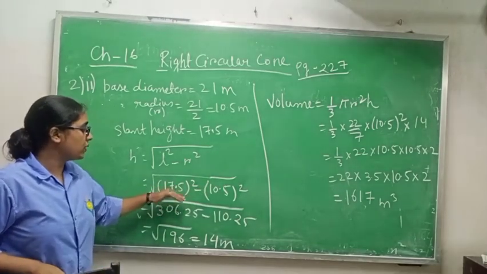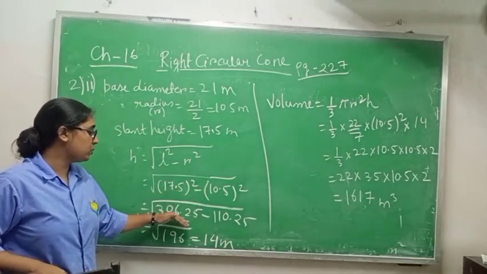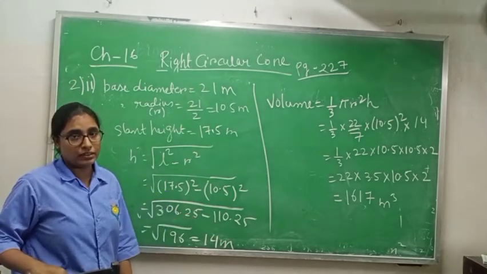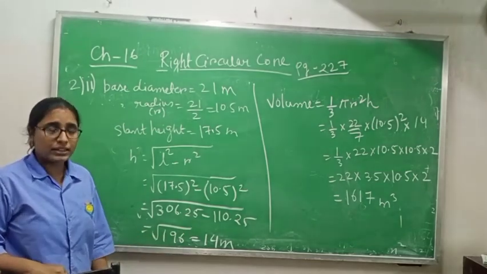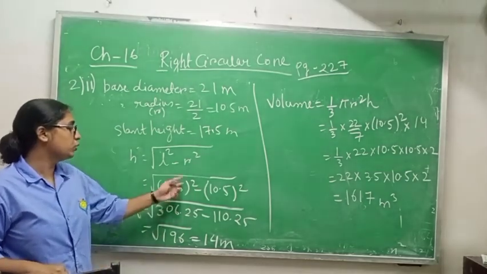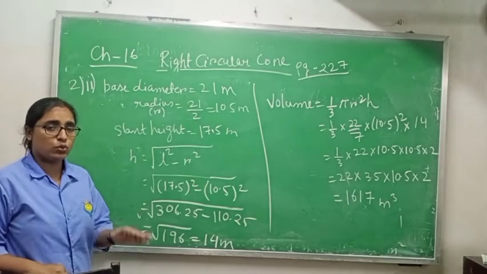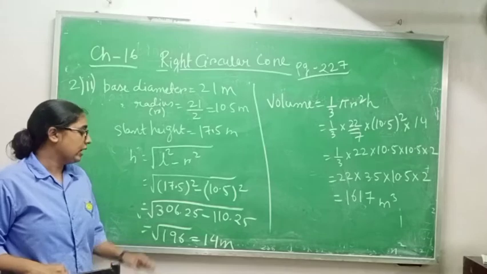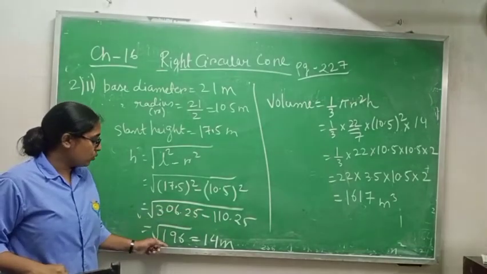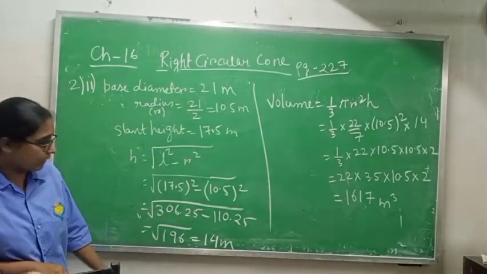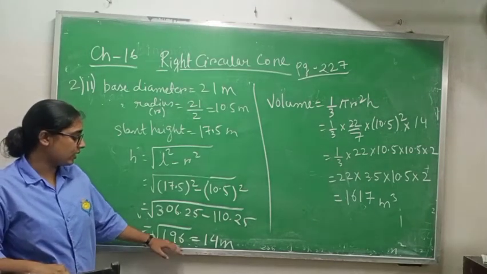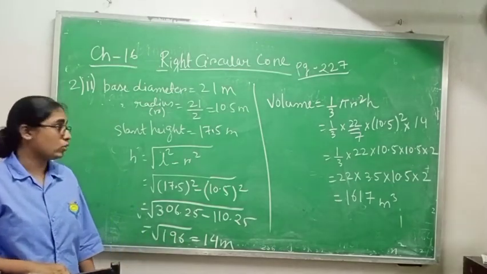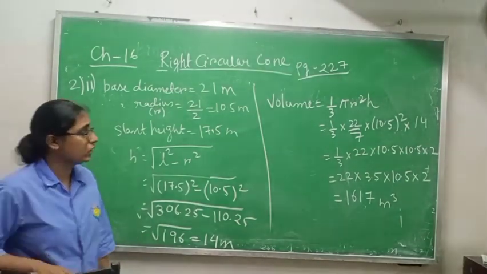When you do the square of 17.5, you will get 306.25, minus 10.5 square is 110.25. Okay, I have done it already. That is why I am writing. You can do it in your own way. You can remove the decimal and use fractions if you want to do it that way. Now when you subtract these two, you will get root over 196, and you know that root over 196 is 14. So I am writing 14 meters. So I got height equals 14 meter.